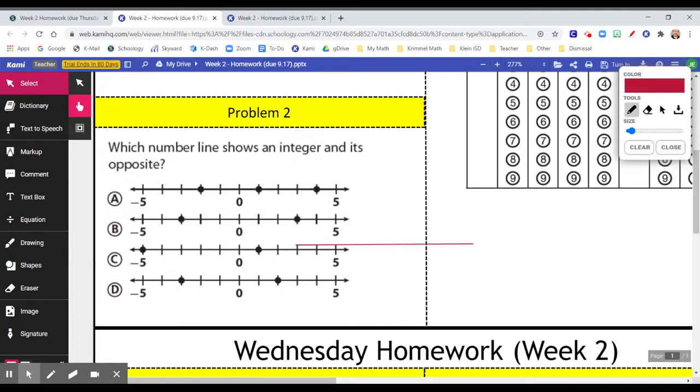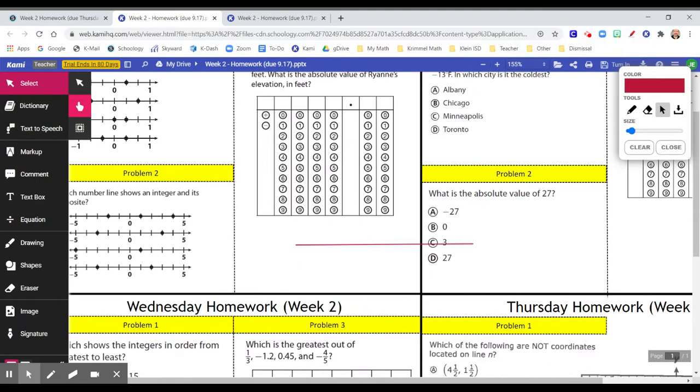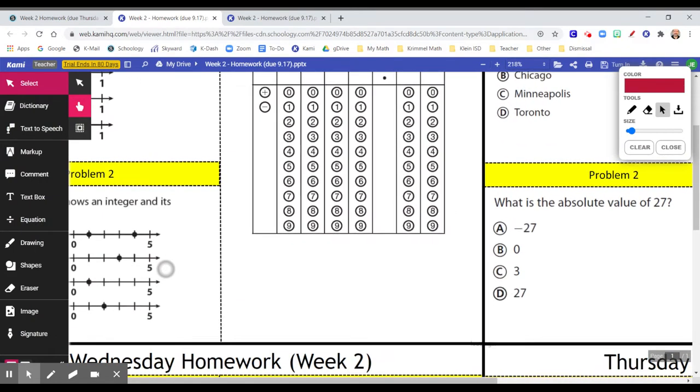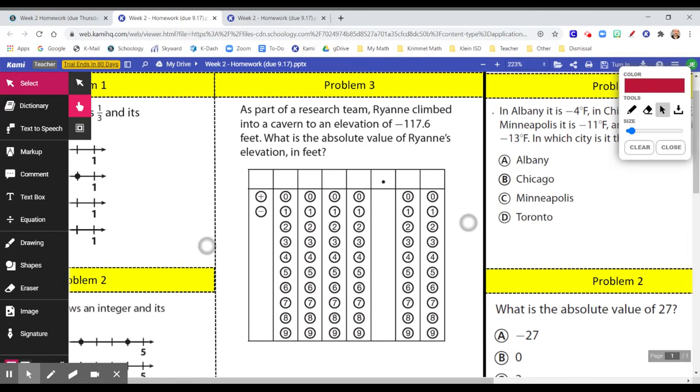Clear that off, zoom in, and then come back out, move around. So as a part of a research team, Ryan climbs into a cavern to an elevation. So caverns are underground. Elevation means you're going up or down, but the cavern's telling you you're going down. And then the number also tells you it's a negative value. But the question is, what is the absolute value? And remember that absolute value is distance. It's just saying how far. It's not asking about positive or negative.